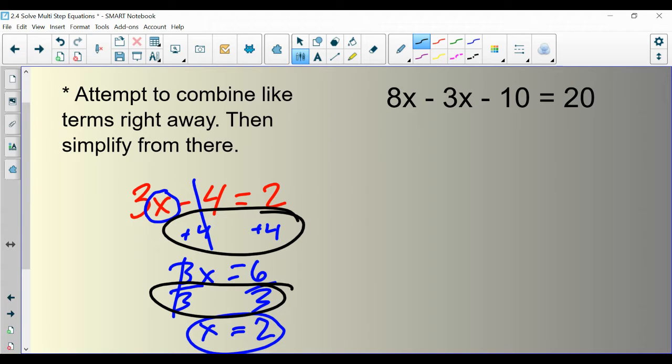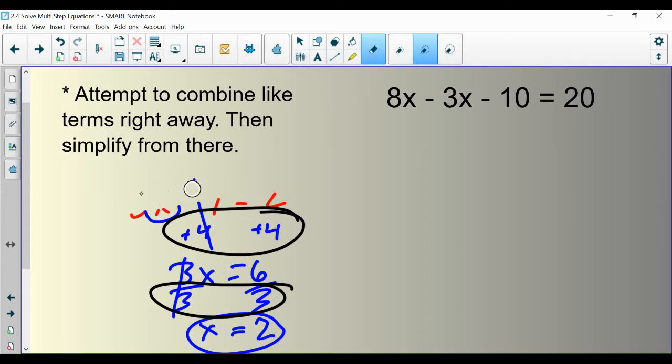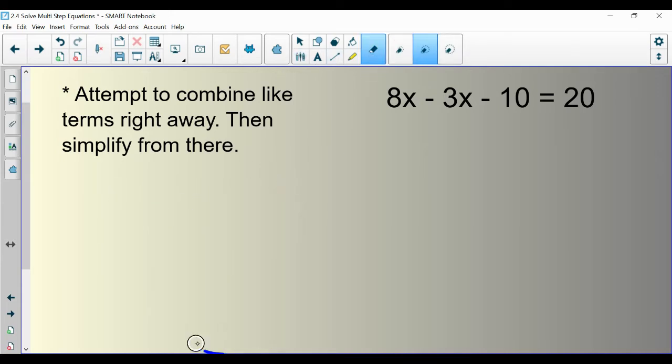In 2.4, there are just potentially more steps, most often one extra step, but from time to time there will be multiple steps that we would add. My advice to you is to attempt to combine like terms right away. What I mean by like terms is that these two things are like terms. They both have an x with them. Therefore, you can combine them.